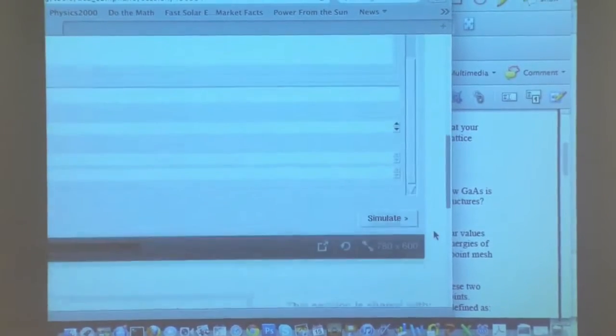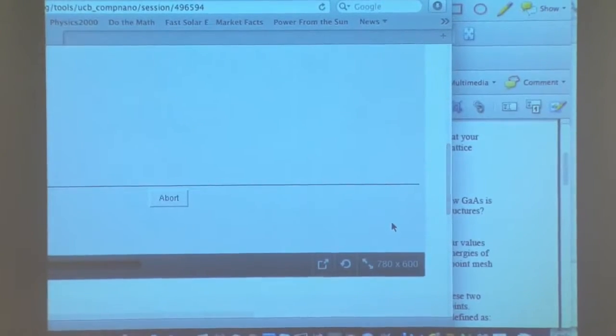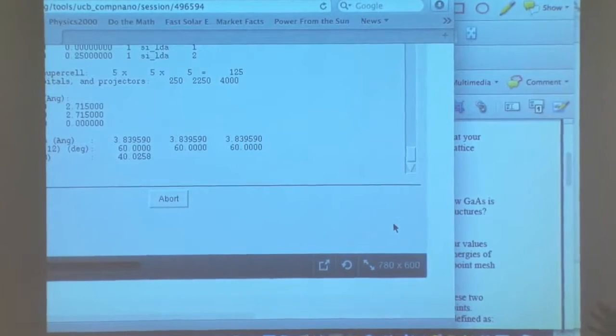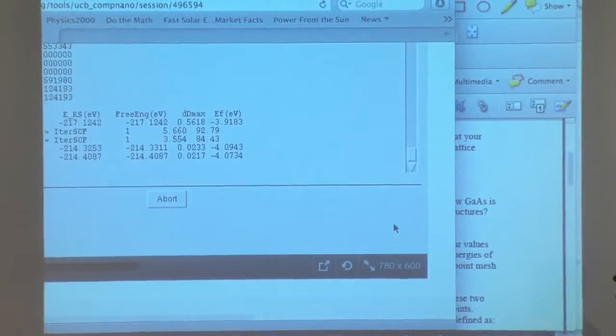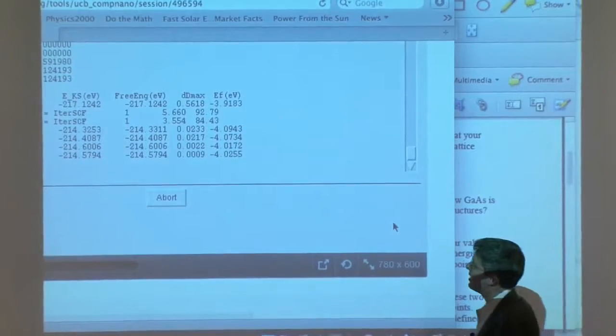This is just torture. Okay, there we go. Simulate. There's two scroll bars, and I can't handle it. Maybe it's me. I don't know. I like to blame the NanoHub.